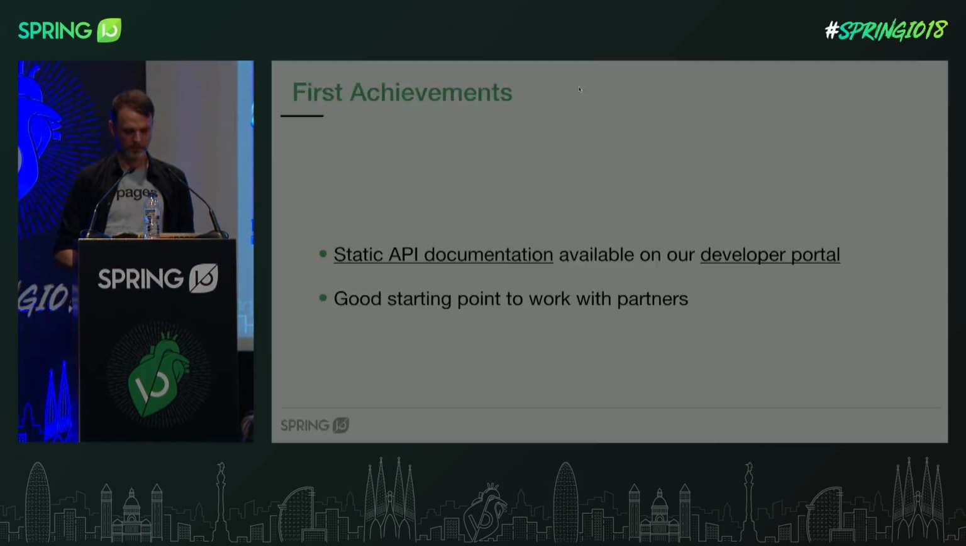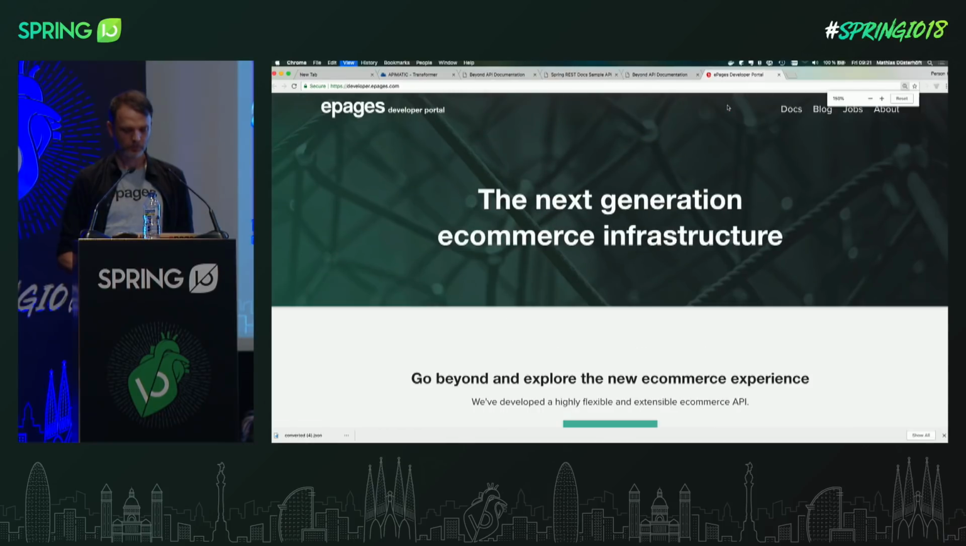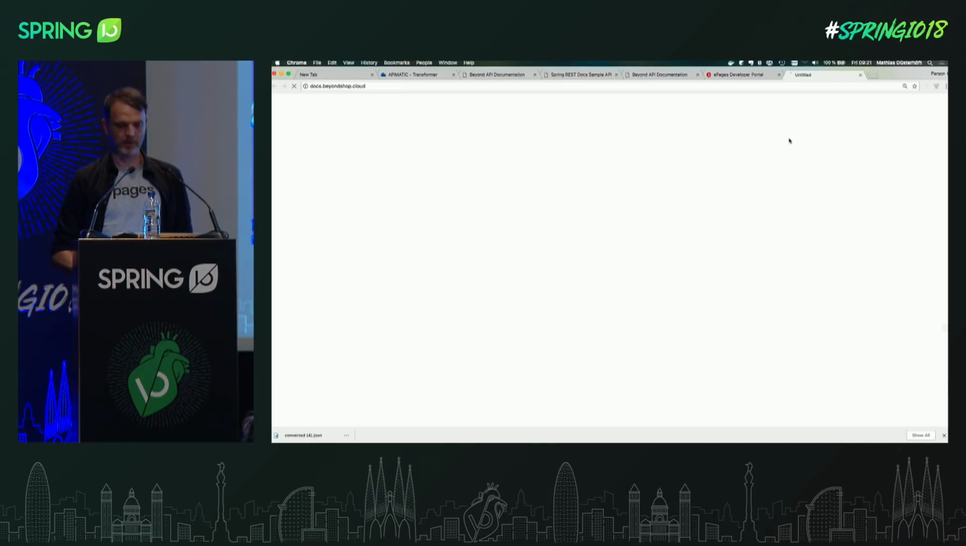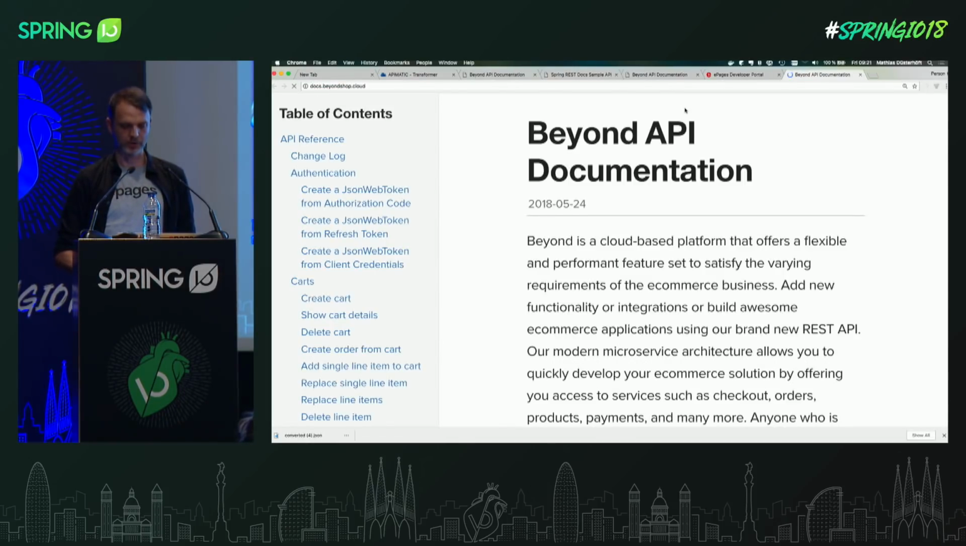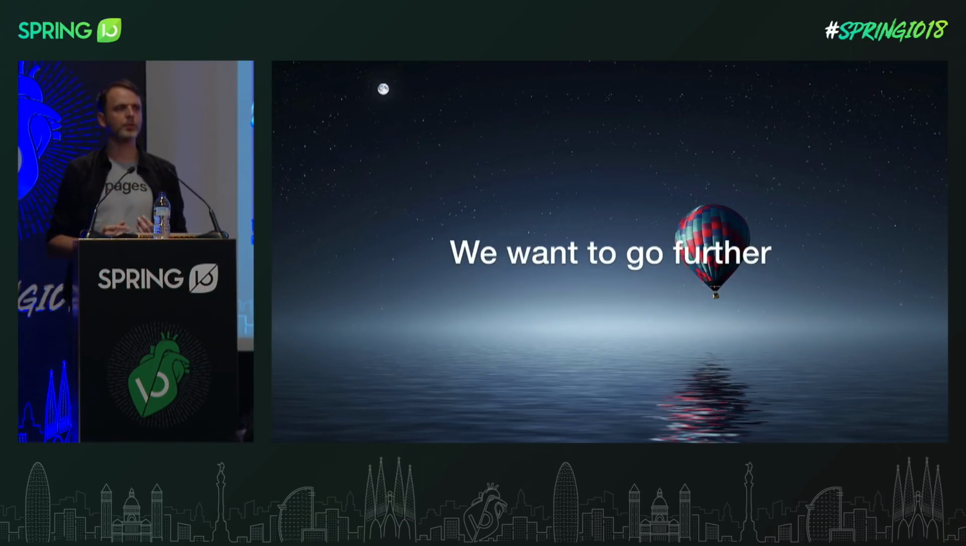So basically, you would be getting there from our developer portal, and then Docs Beyond API is where I was just looking at. So that was nice. So we had a good starting point to actually work with partners. We could exchange knowledge about our API with partners. That's great. But we had the feeling that this is not enough. Like we had the feeling we wanted to go a little bit further.